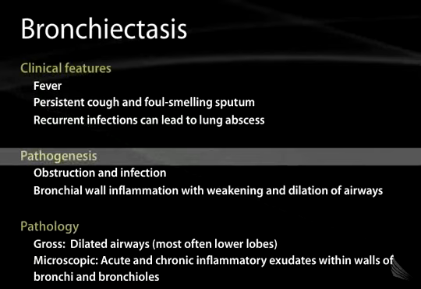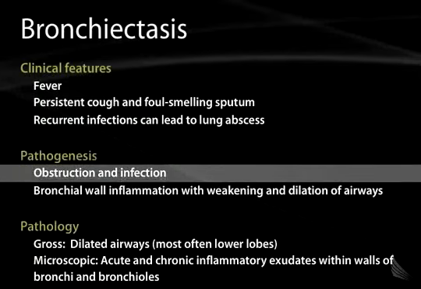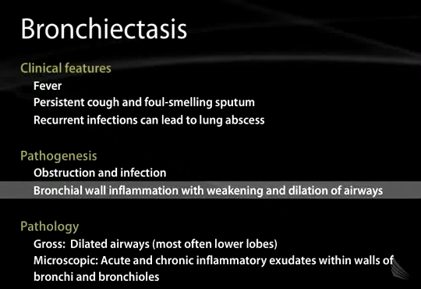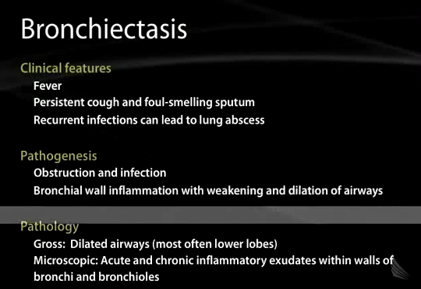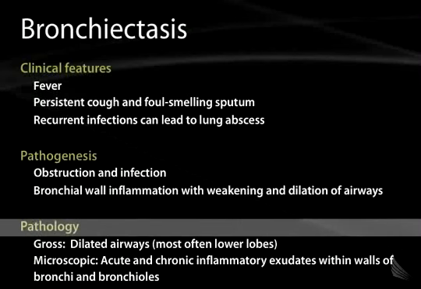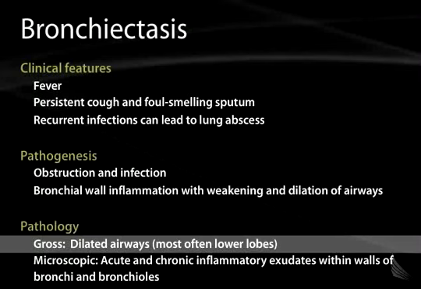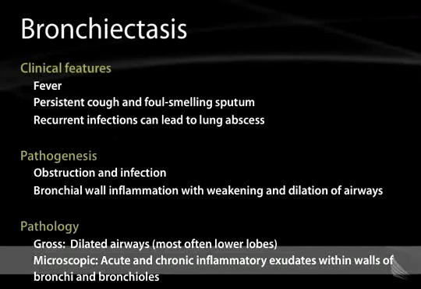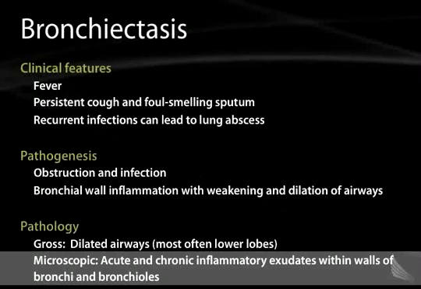The pathogenesis of bronchiectasis includes a vicious cycle of obstruction and infection. Bronchial wall inflammation with weakened and dilated airways is also required for bronchiectasis. The gross pathology of bronchiectasis includes dilated airways, most often in the lower lobes. Microscopic pathology shows acute and chronic inflammation with exudates within the walls of the bronchus and bronchioles.